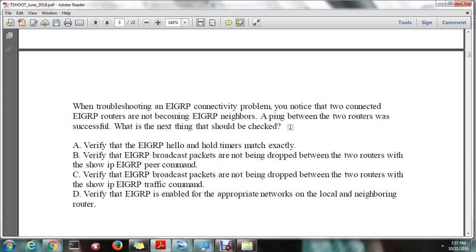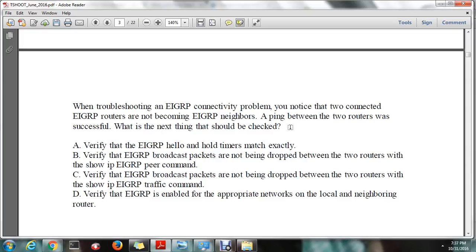Verify that EIGRP broadcast packets are not being routed between the two routers with the show IP EIGRP traffic. See, the show IP EIGRP traffic command will show the hello, timer, acknowledgement, reply packets, update packets, those packets exchanged, how many packets are sent, how many packets are received. These things will be detailed with the show IP EIGRP traffic command.